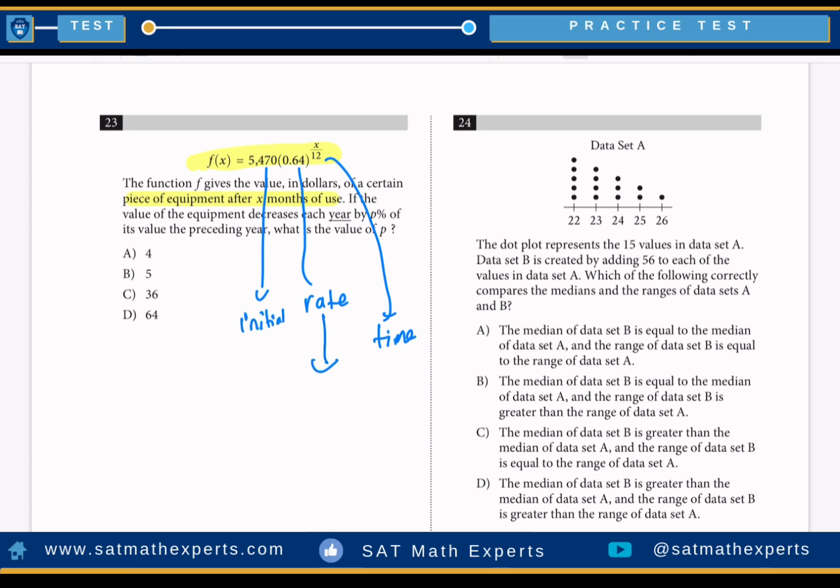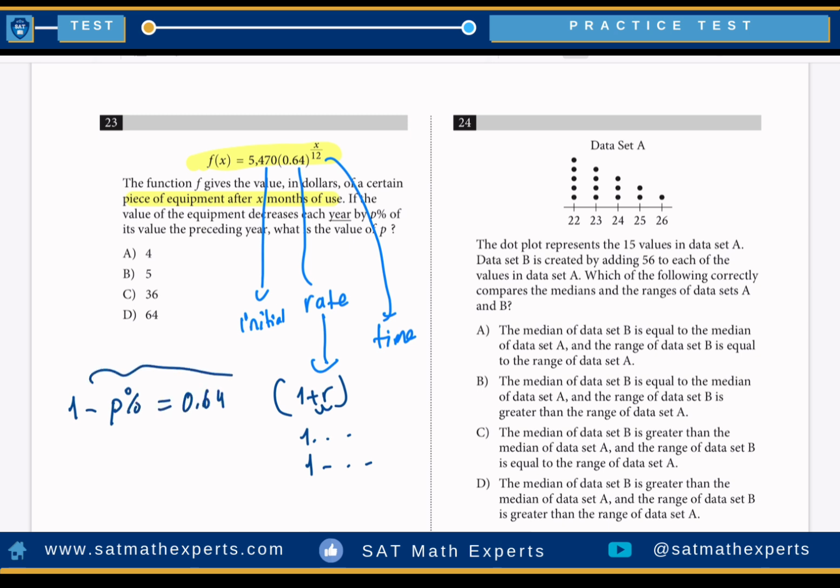The rate, we are interested in the rate right now. What is the value of p? P percent decrease. The rate is always 1 plus r. Okay? So if it is increasing, this will be 1 point something. If it is decreasing, 1 minus something. Since this is decreasing, it's 1 minus the percentage. Let's say p percentage. This is equal to 0.64.